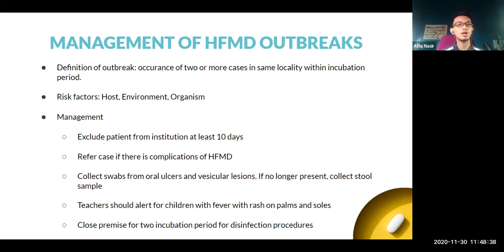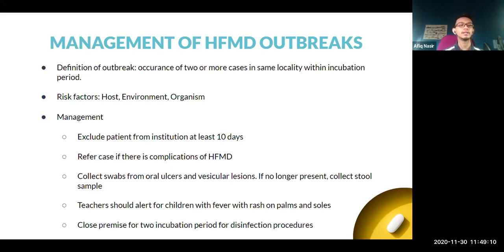The risk factors of an outbreak include the host, which is the patient itself. Does the patient transmit the disease to other people around him or her? Or the environment itself, the temperature of the environment or the season, and also the organism itself, which is enterovirus A71. Okay, based on the Malaysian guideline for hand, foot, and mouth disease, how do we manage this outbreak?